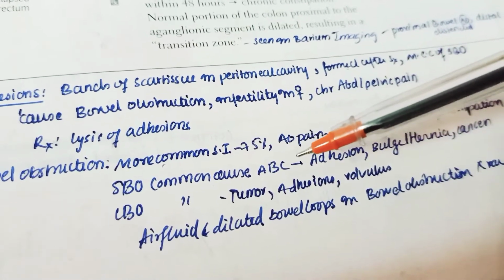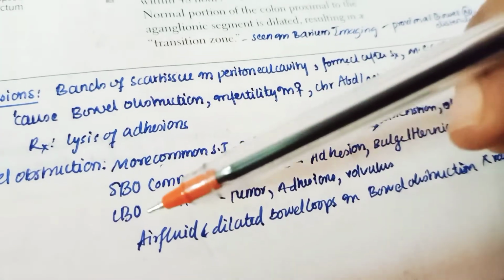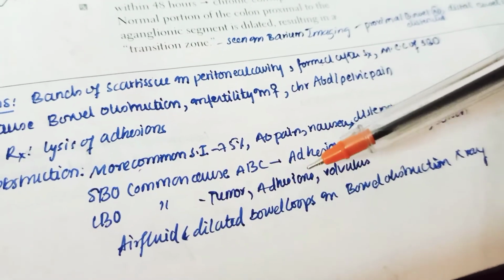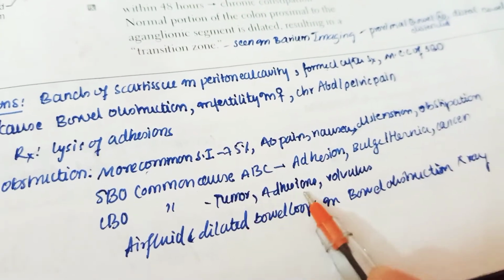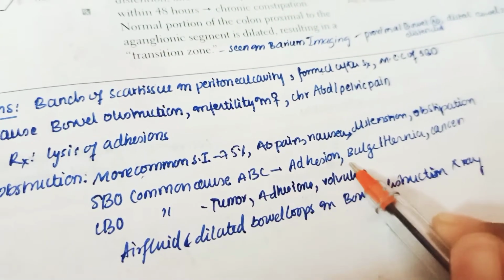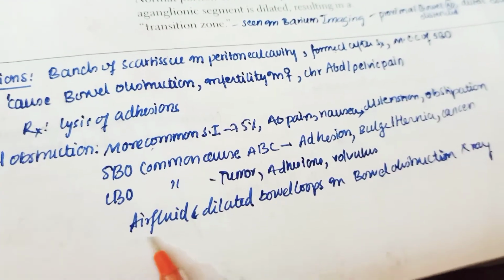Small bowel obstruction has common causes ABC, that is adhesions, bulges (hernias), cancers. Large bowel obstruction has common causes tumors, adhesions, volvulus. So this is very important. In large bowel you'll see tumors, adhesions, volvulus. In small bowel adhesions are most common. Next, bulges, hernias are common, and cancer is common.